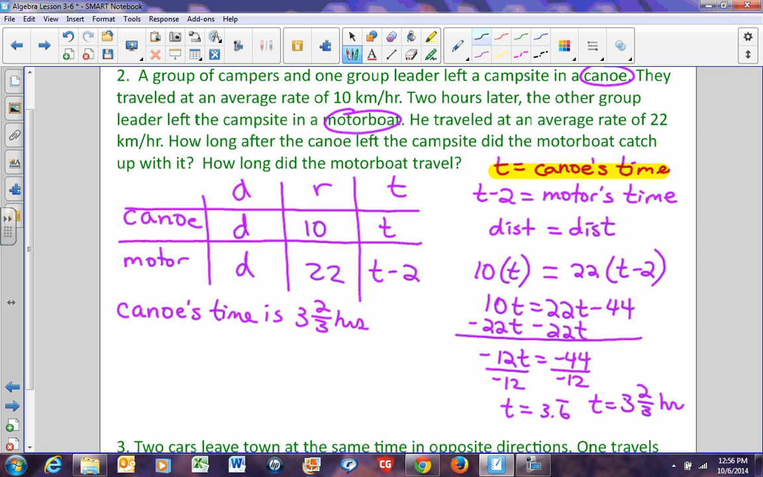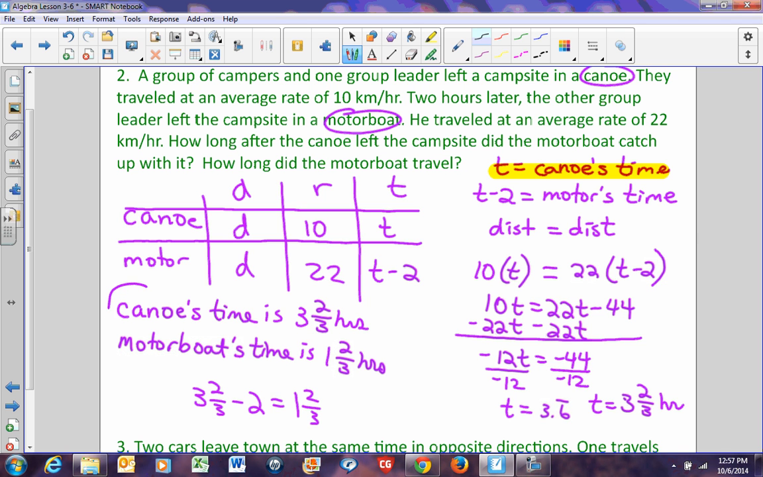To find the motorboat's time, we subtract 2 from that. So 3 2/3 minus 2 is 1 2/3. And the motorboat's time is 1 2/3 hours. Because 3 2/3 minus 2 is equal to 1 2/3. So there's the canoe's time and the motorboat's time.